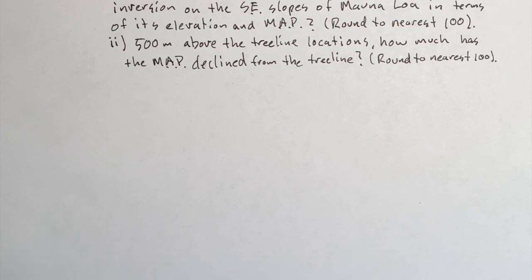Part 1 of the question asks, what is your mean and range for the trade wind inversion tree line on the southeastern slopes of Mauna Loa in terms of its elevation and mean annual precipitation, or MAP, round off to the nearest 100. And part 2 is 500 meters above the tree line locations. How much has the average precipitation declined from the tree line locations? And once again, round off to the nearest 100.